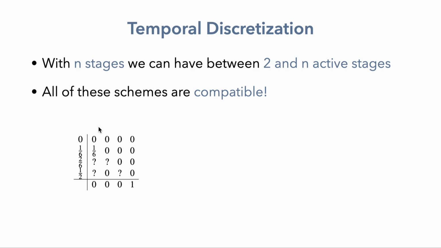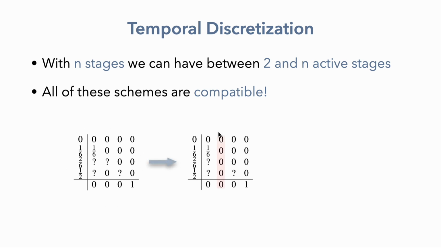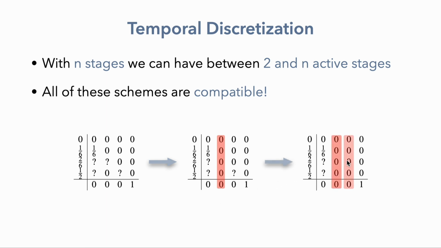So here's the original scheme. By introducing a 0 in this location, we no longer needed to evaluate k2. And additionally, we could generate another compatible tableau where we introduce another 0 for this unknown, and we no longer need to evaluate k3. So this is a scheme with 4 active stages, requires 4 right-hand side evaluations. This requires 3 right-hand side evaluations. This requires 2 right-hand side evaluations, and all of them are compatible with each other. So we can use them in different parts of the domain depending on stiffness.